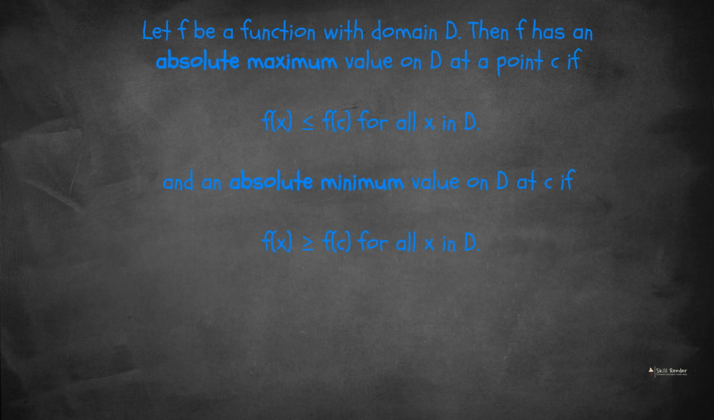Let f be a function with domain D. Then f has an absolute maximum value on D at a point c if f(x) is less than or equal to f(c) for all x in D, and an absolute minimum value on D at c if f(x) is greater than or equal to f(c) for all x in D.